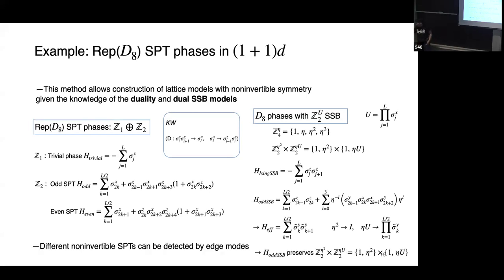And the second phase is given by one-site lattice translations from the odd SSB. I claim there are different SPTs. How to show that? Because different SPTs can have edge modes when you put them on a closed chain, like I said for the invertible case.